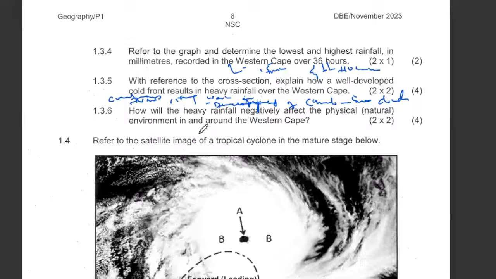How will the heavy rainfall negatively impact the natural environment? It will result in soil erosion, soil being taken away. Okay, that is number one. Number two, it will also result in flooding. Also, you can consider others like disruption of the ecosystem.